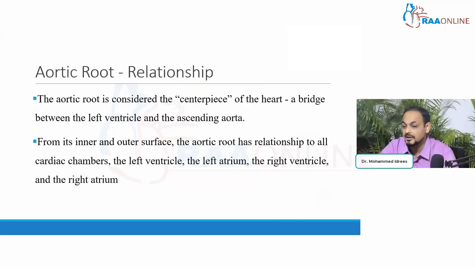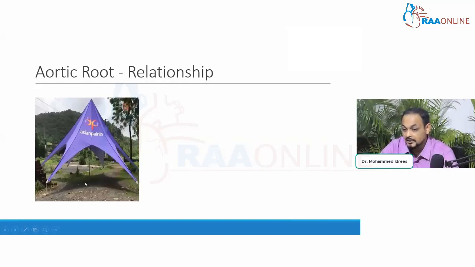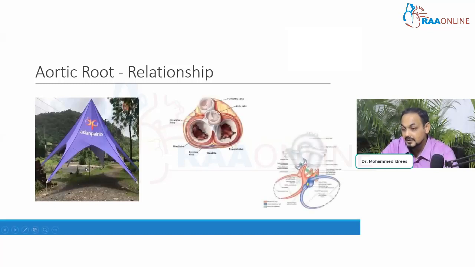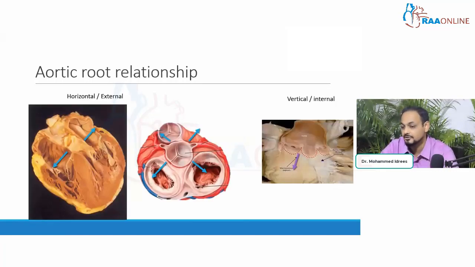Let's understand the relationship. It is no wonder that the aortic root is the centerpiece of the heart, which connects with the left ventricle and the ascending aorta. From inside to outside, the aortic root is in relation to all the other chambers: the left and right ventricle, the left atrium and the right atrium. Think of a canopy standing on a center pillar. Similarly in the heart, the aorta is a central pillar and it holds the entire structure together. Even the skeleton of the heart shows this.